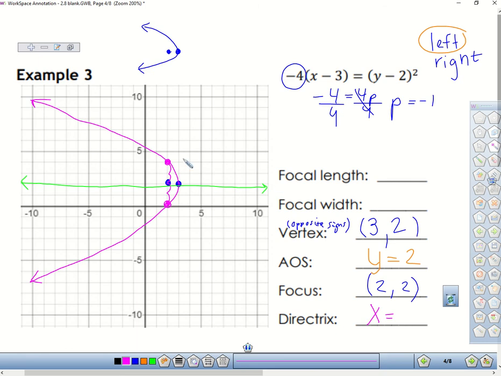Yeah. Okay. So then, now we need to get our directrix. So our directrix is always however many units we went from the vertex to the focus. So that's 1 unit.